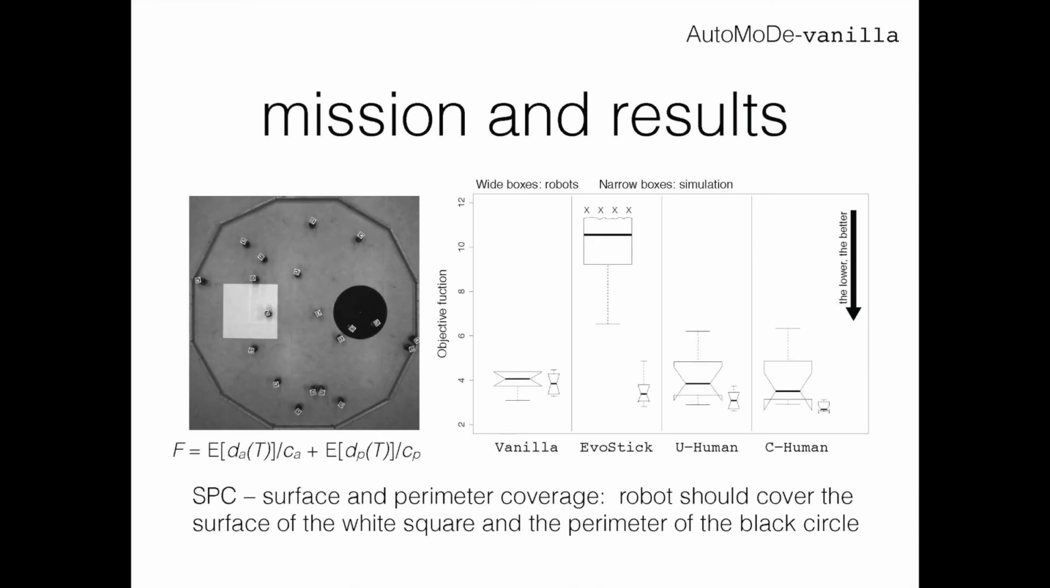Here the robots have to cover the surface of the white square and the perimeter of the black circle. The performance of vanilla, U-human and C-human is similar. On the other hand, the performance of Evo Stick is very poor on the robots. Also in this case, the objective function is to be minimized.